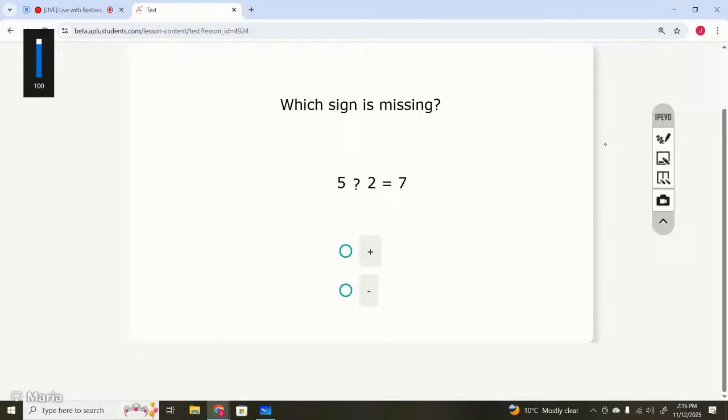Which sign makes the statement true? 5 plus 2 is 7 or 5 minus 2 is 7? Again, 7 is greater than both the numbers, right? So that means you are adding. 5 plus 2 is 7.